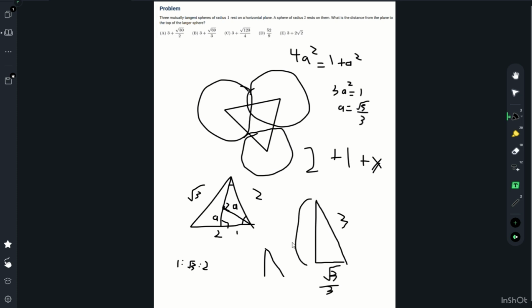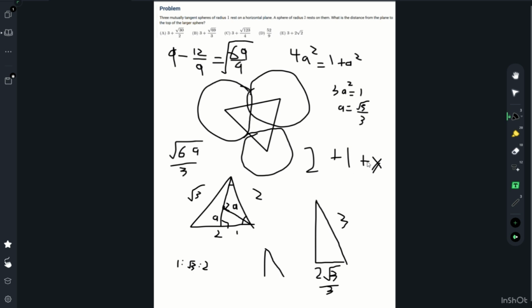Now we have to find this using the Pythagorean theorem. Wait, actually, I said this wrong. Sorry. We only found this part. What we're trying to find is 2a. So it's actually 2 square root 3 over 3. So now 3 squared is 9, minus 12 over 9, which is equivalent to 69 over 9. And then we take the square root of this, which gives square root 69 over 3.